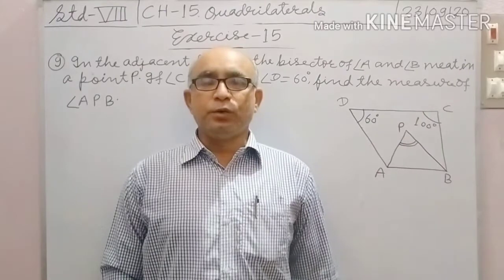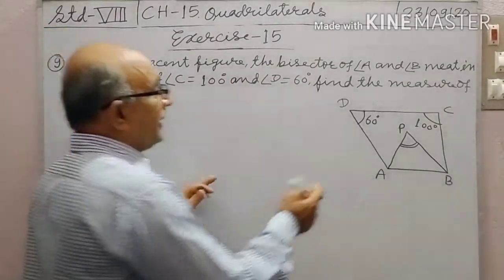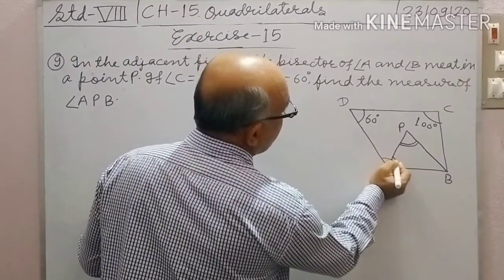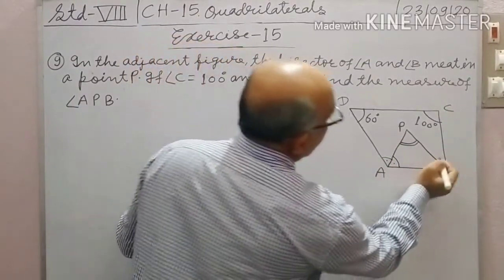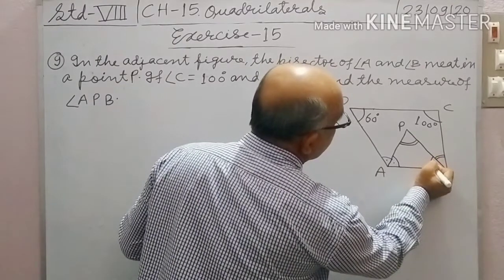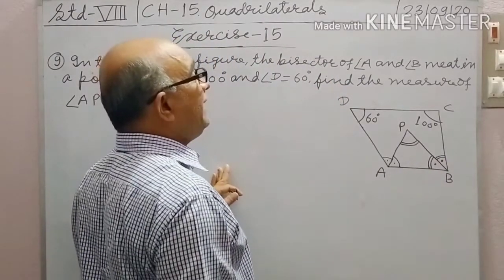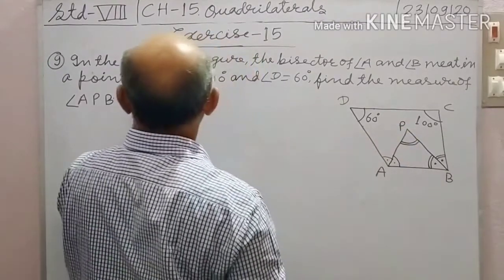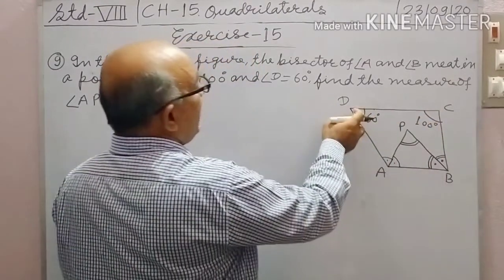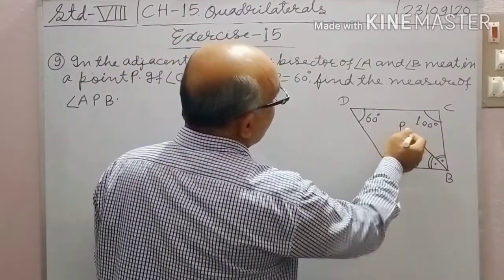Students, now next question is question number 9. It is a very important question of this exercise. In this question, in the adjacent figure, the bisector of angle A and angle B meet in a point P. If angle C is 100 degree and angle D equal to 60 degree, find the measure of angle APB.